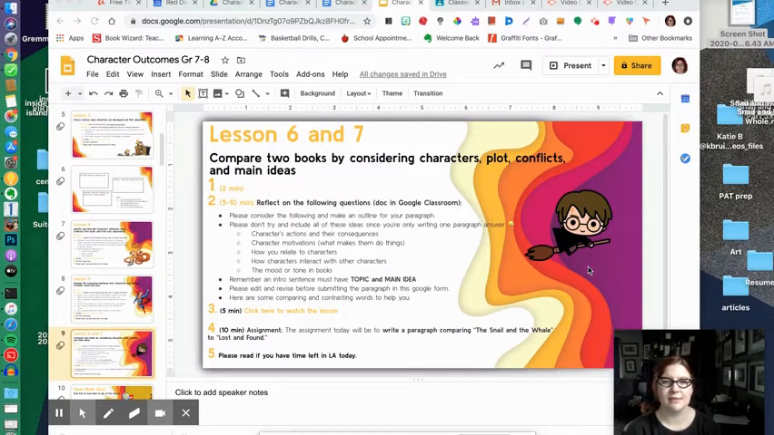So for lesson 6 and 7, it's going to take you probably 2 days to do, so you have a full hour to work on it. I would like you to write a paragraph that compares the two books that we've been looking at.